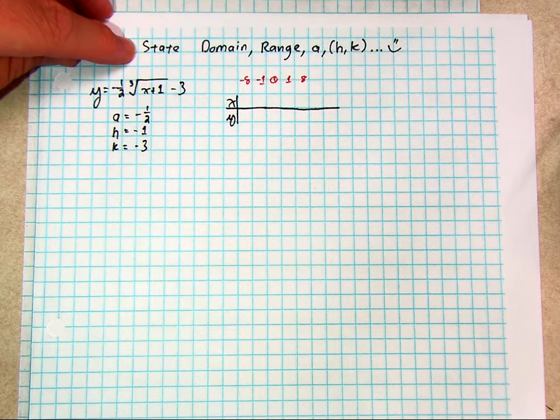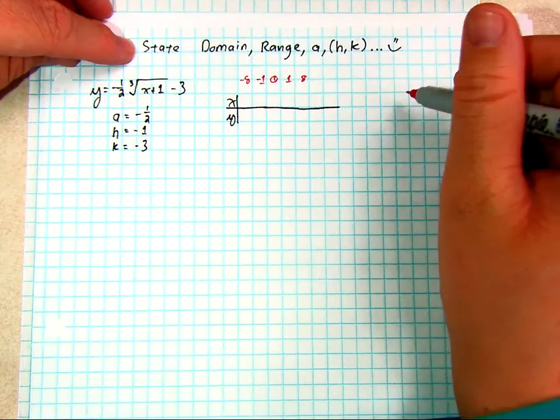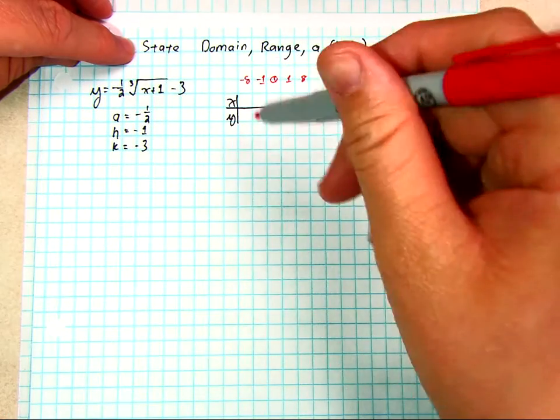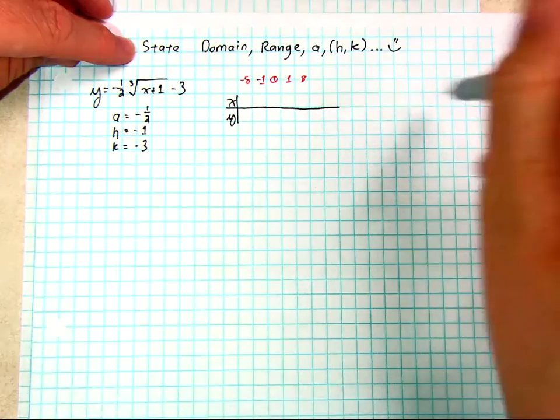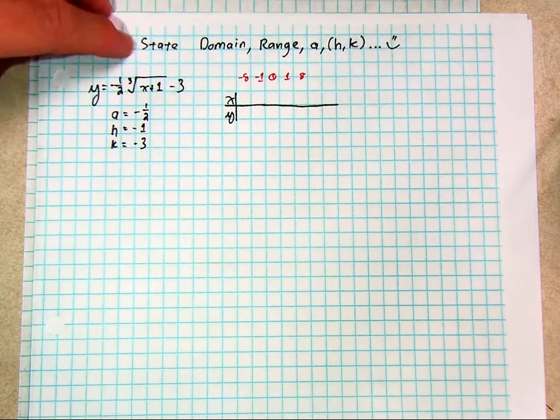Now, of course, they're asking why those. These are the first perfect cubes. Remembering that this graph is going to take a shape like this. Follow the pen. It's going to make a little curve through the first and third quadrants.